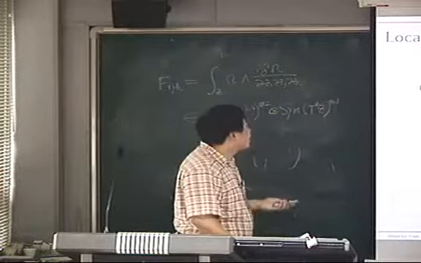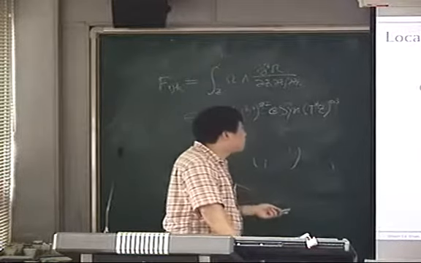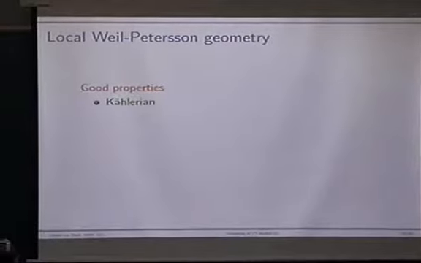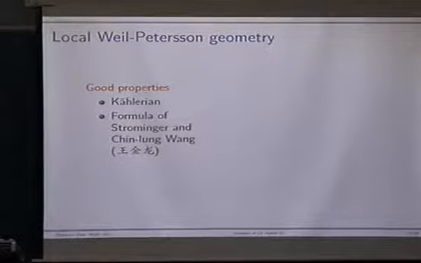Okay, so let's say a little bit about the good properties and bad properties. The good properties of the Weil-Petersson metric: well, it's a Kähler metric, which is true for any Weil-Petersson metric. And we also have its curvature formula; we can write out its curvature explicitly. This was done by Strominger for the moduli space of Calabi-Yau threefolds, and for the moduli space of n-folds basically by Chin-Lung Wang in Taiwan, and many other good properties.